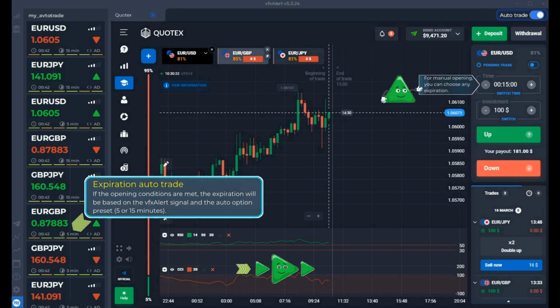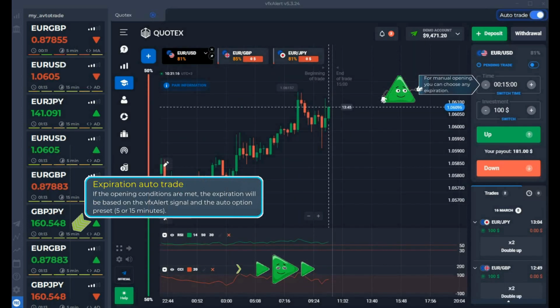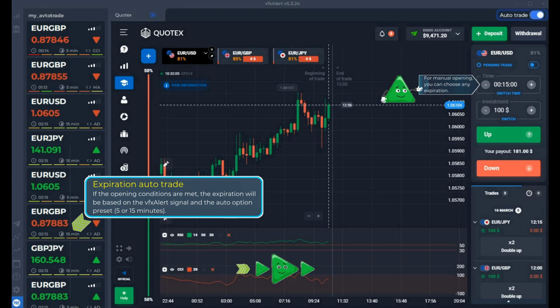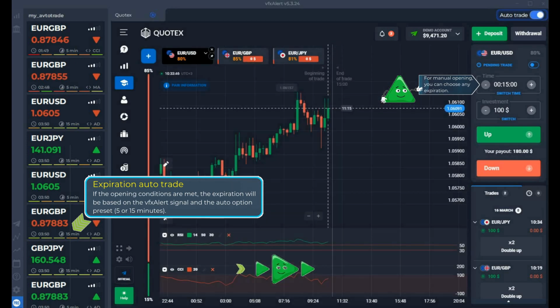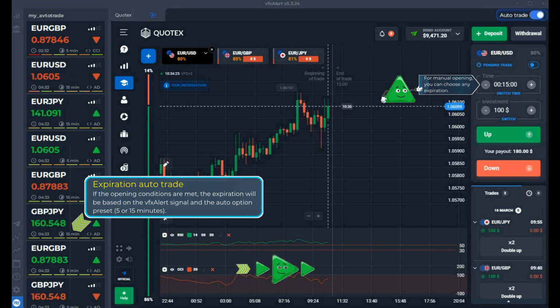Always remember this rule. Auto option expiration is determined only by the settings in vfxAlert. Broker expiration is for manual trading only. Open options without profit, no new ones yet.